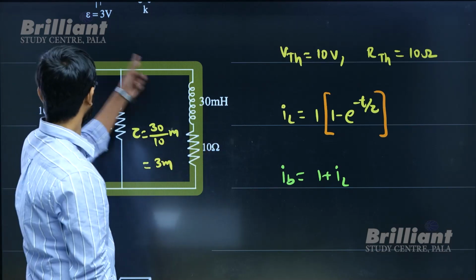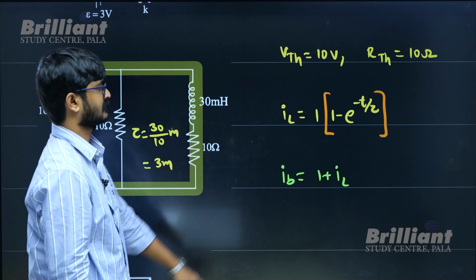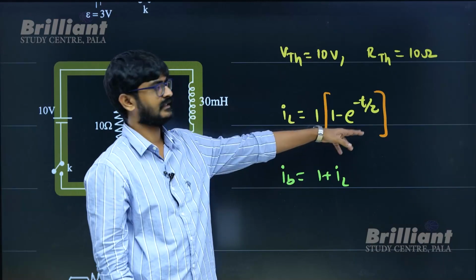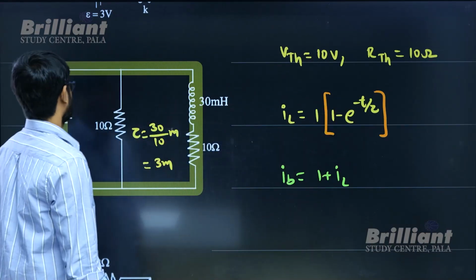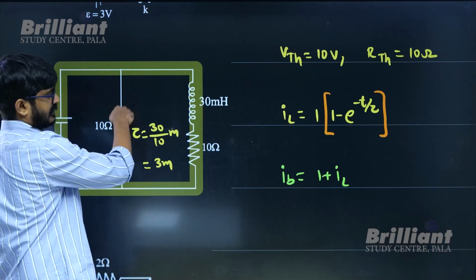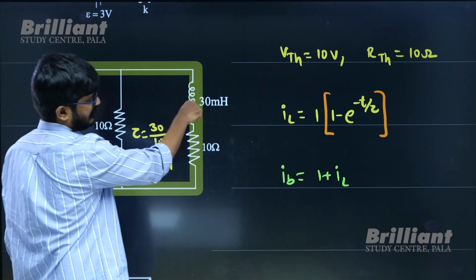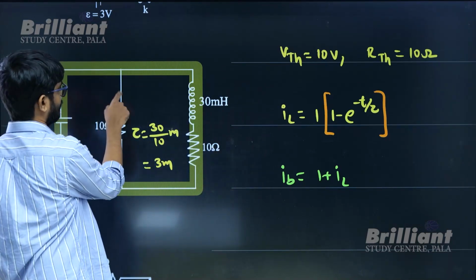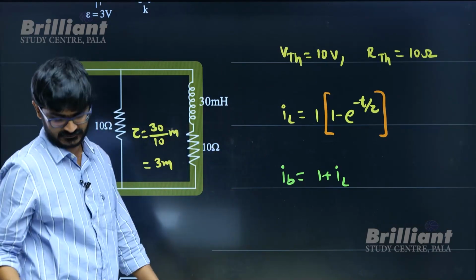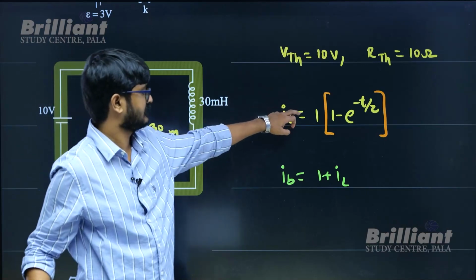So now what is the maximum current in this? 1 ampere. So I equals 1 into 1 minus e power minus t by tau, where tau value is this much. Now current in this one is always 1 ampere. Current in this one is always 1 ampere. Current in this one is this much, right? So current in the battery is going to be current in this one plus current in this one, which is this plus 1 ampere.